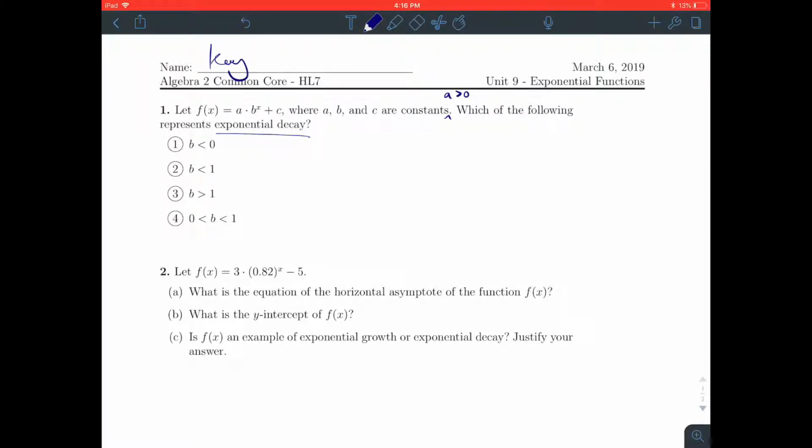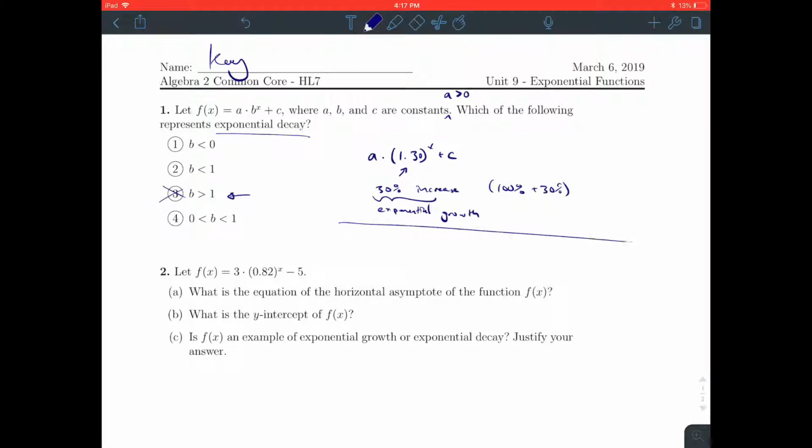If you remember in class today, we noticed that if b is greater than 1, what that would mean is we've got something like 1.30 to the x power plus c, and this would represent a 30% increase because it's 100% plus 30%. A 30% increase does not sound like decay. This would be exponential growth. So if b is greater than 1, that's exponential growth.